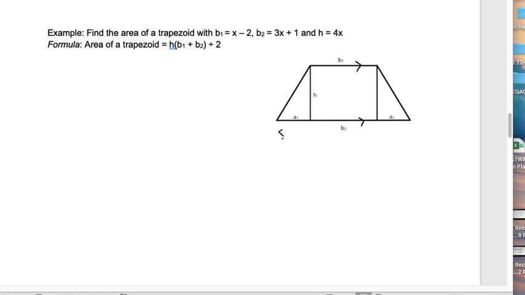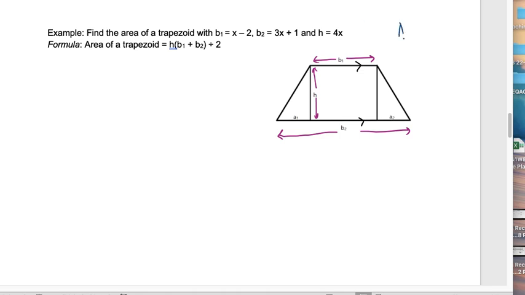Try a different color here. So B2 is the whole base here, okay? B1 is from here to here. And then the height, that's the other piece that we need, is from here to there, okay? So A1 and A2 are just kind of there, but we don't need them for our area calculation, okay?